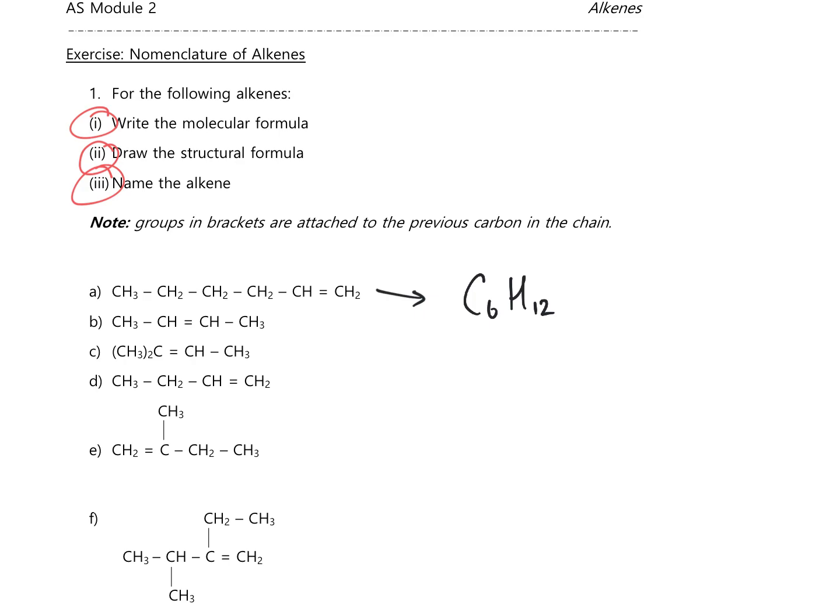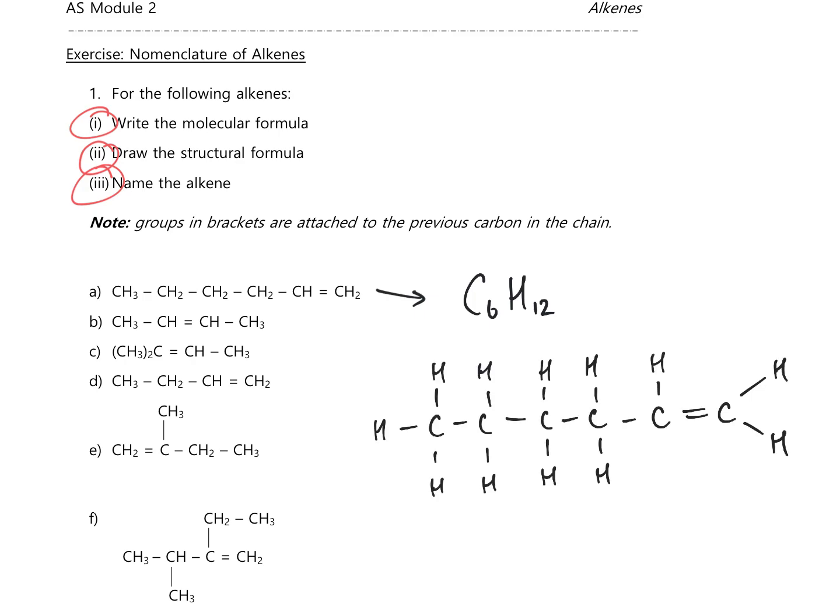Then draw the structural formula. And that would be the example of the structural formula. In this case, structural formula just means draw it out with all of the bonds. And then finally, name the alkene. And with this example, find your longest chain. There's no substituents. We number the chain so that the double bond is on the lowest carbon. So that's 1, 2, 3, 4, 5, 6. So this is hex-1-ene, because the double bond is between carbons 1 and 2.